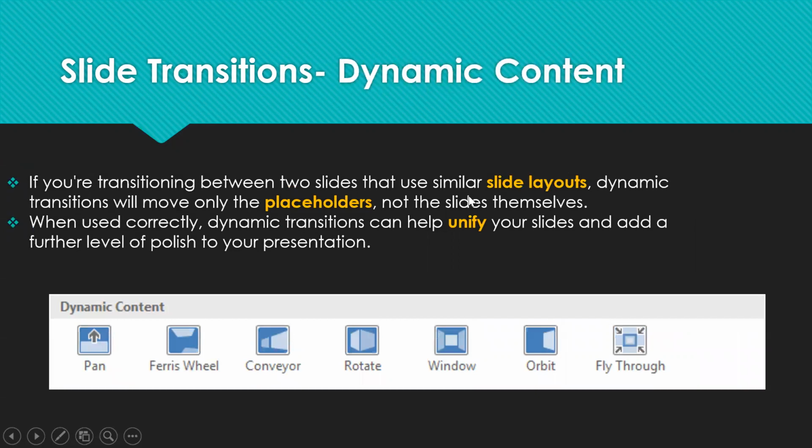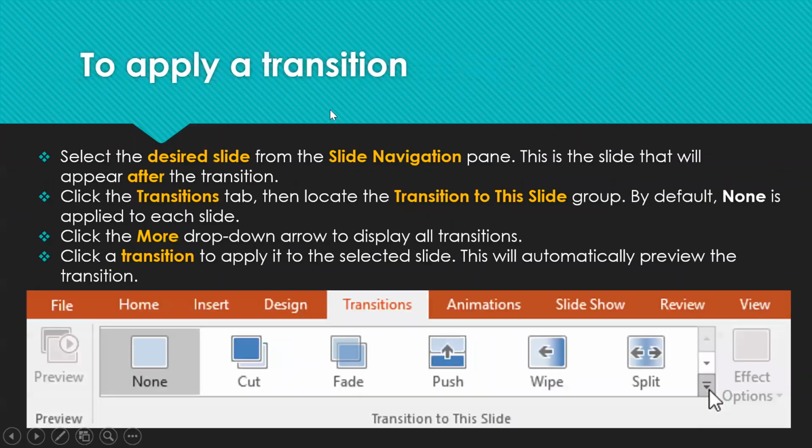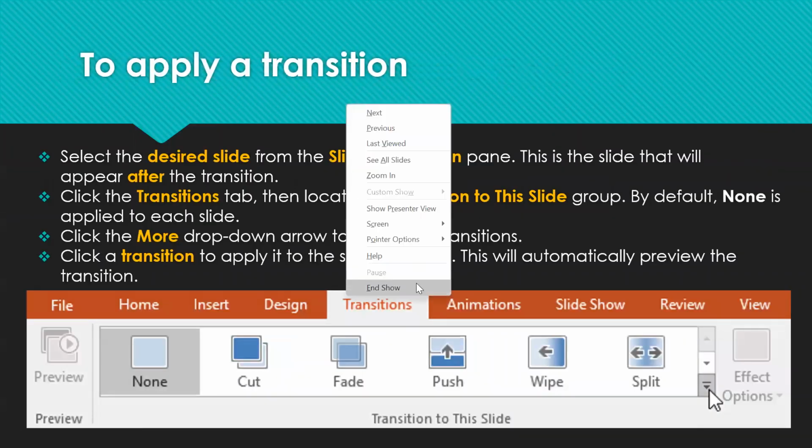Dynamic content is another type of transition that is used with similar slide layouts. A dynamic transition will move only the placeholders, not the slides themselves. When used correctly, dynamic transitions can help unify your slides and add a further level of polish to your presentation. Let's see how to apply a transition.